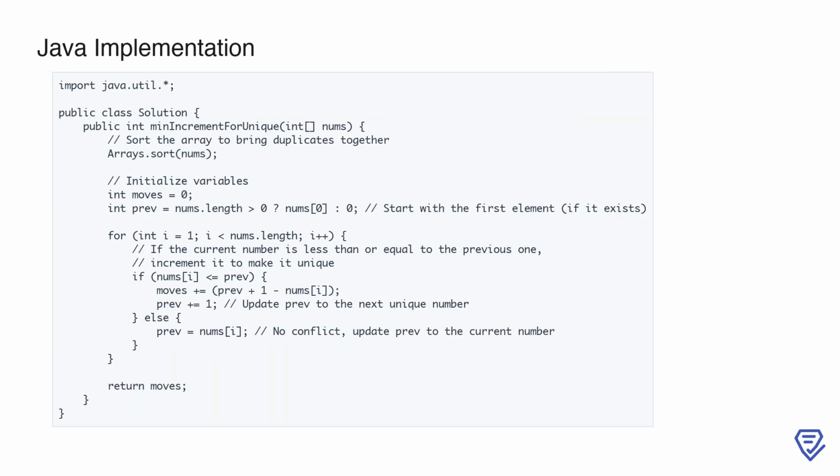This is the Java implementation for LeetCode problem number 945, Minimum Increment to Make Array Unique. The logic mirrors the Python solution, where the array is sorted first to handle duplicates effectively. The algorithm iterates through the array, ensuring each element is adjusted to be unique by incrementing it as needed. Key differences include Java's use of type declarations and the Arrays.sort method for sorting. The solution maintains clarity and adheres to Java conventions.